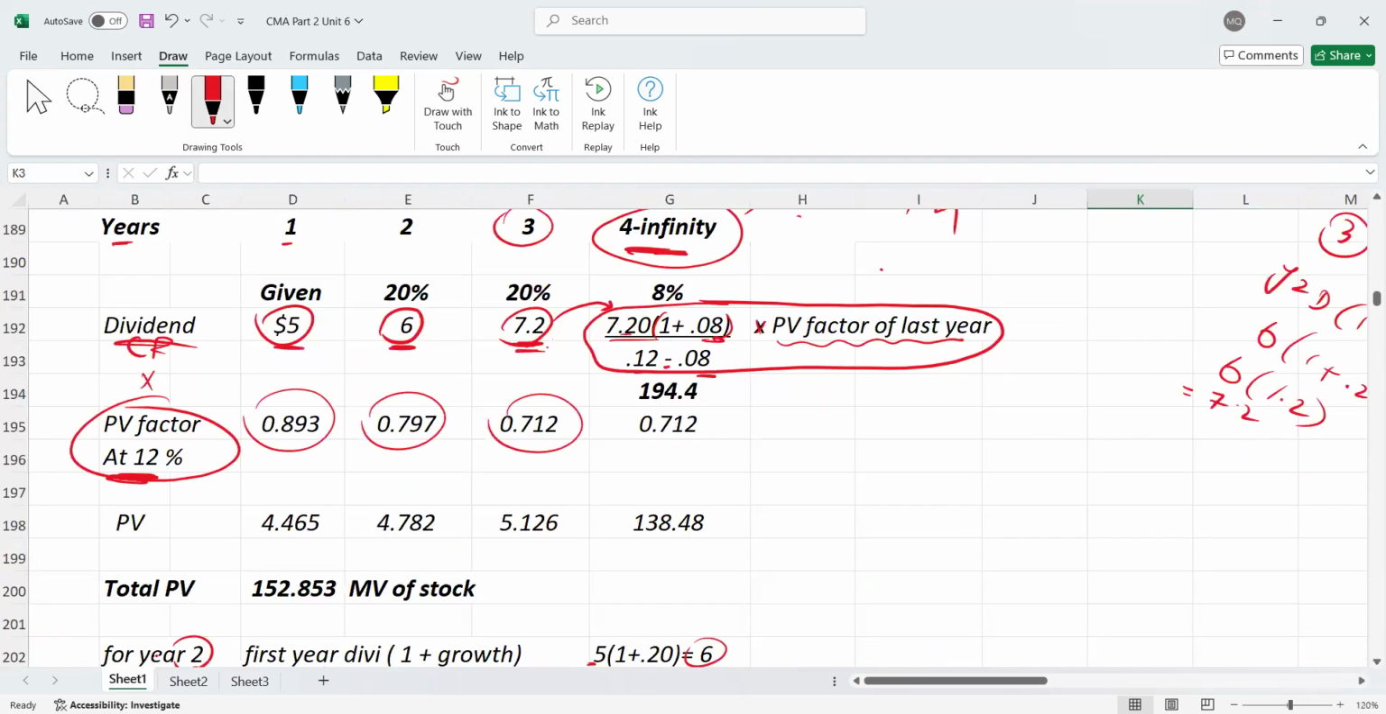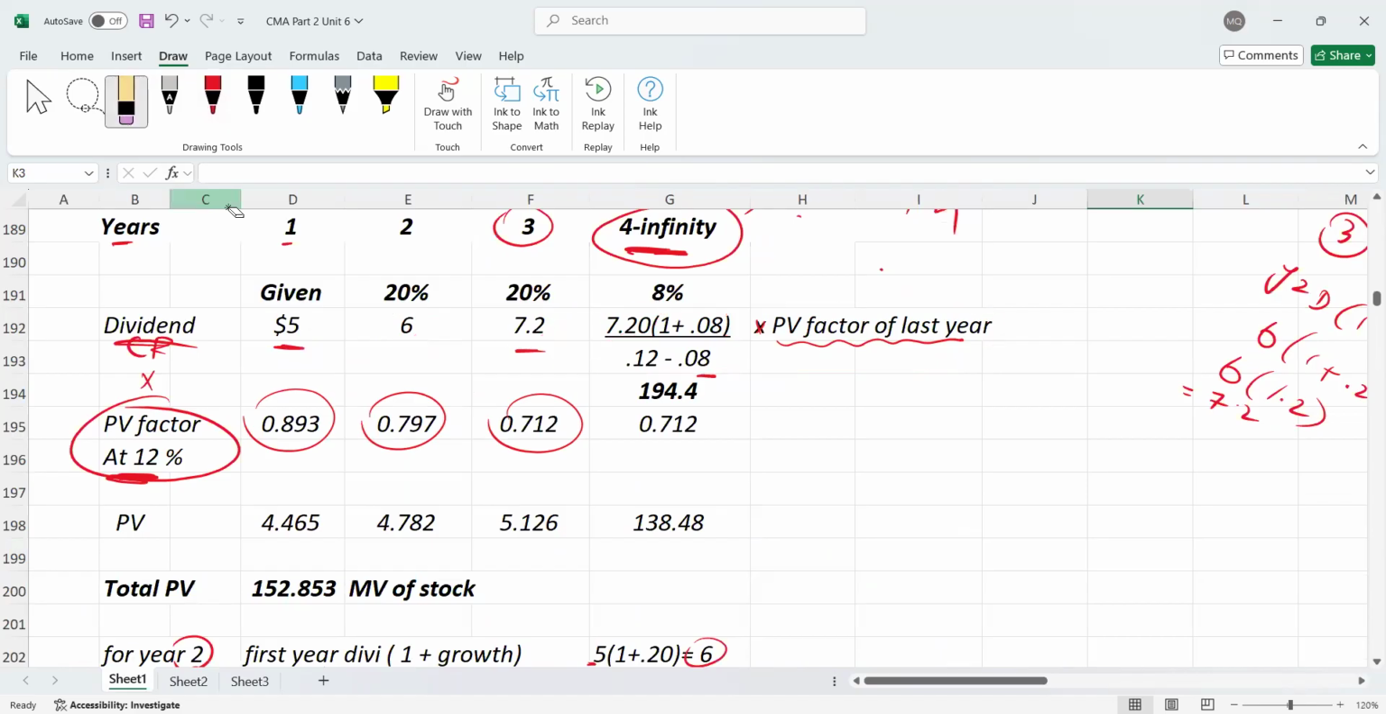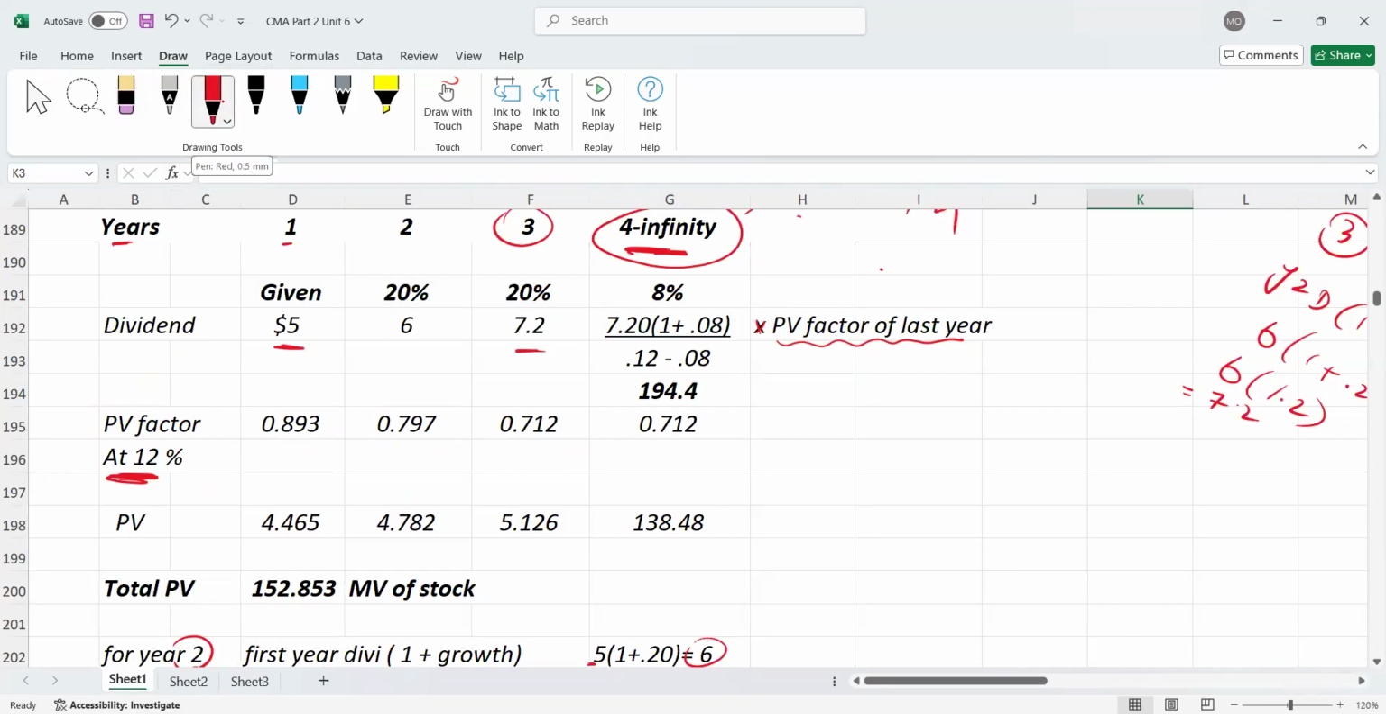And again, now I'll multiply here. So what I'm going to do, now I'm going to multiply these cash flows with the present value factor and I'll get the present value. So for example, 5 times 0.893, I'll get this present value. This cash flows, I will multiply with this, I'll get this present value. And this cash flows, I'll multiply with this present value factor, I'll get this present value.